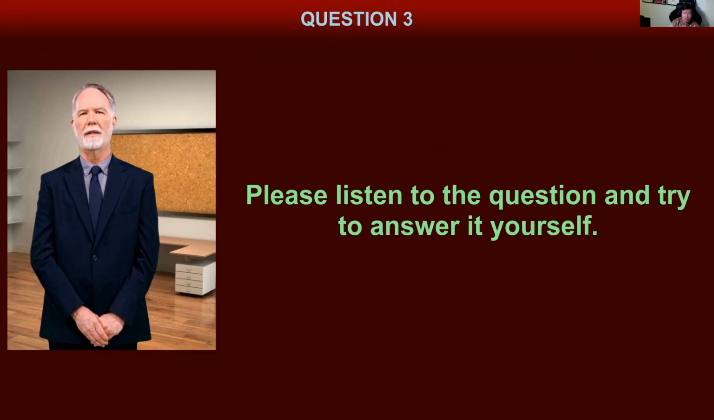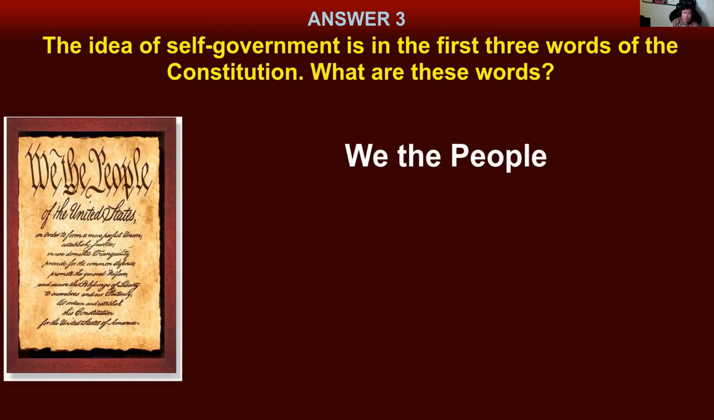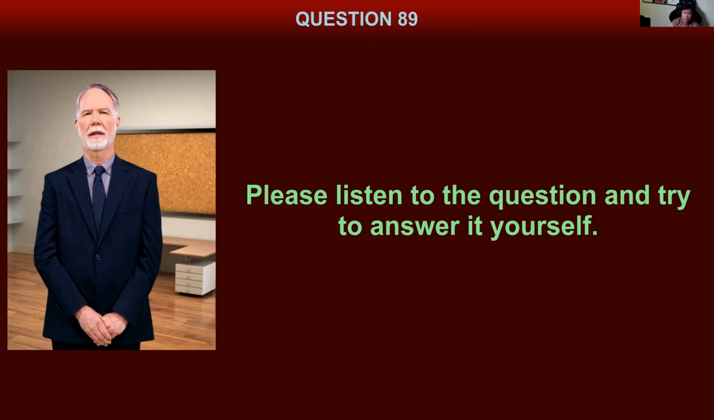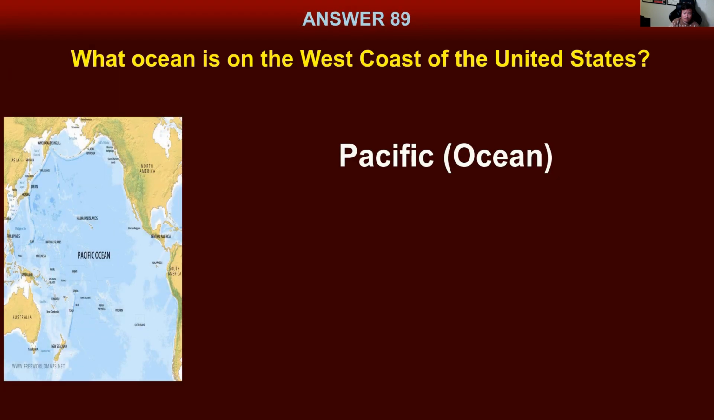The idea of self-government is in the first three words of the Constitution. What are these words? We the people. What ocean is on the west coast of the United States? Pacific Ocean.